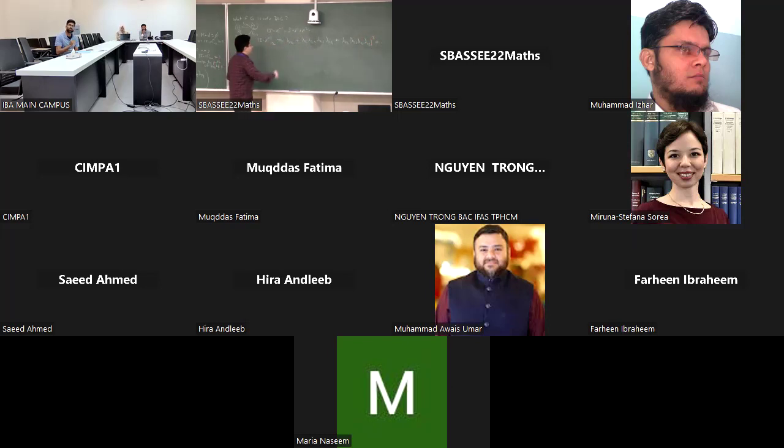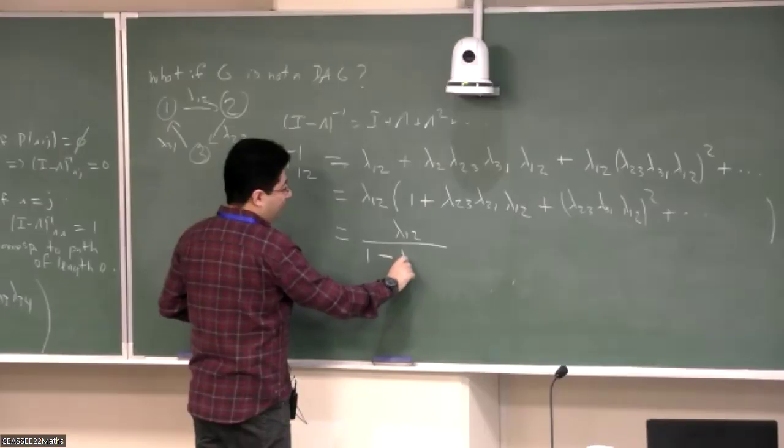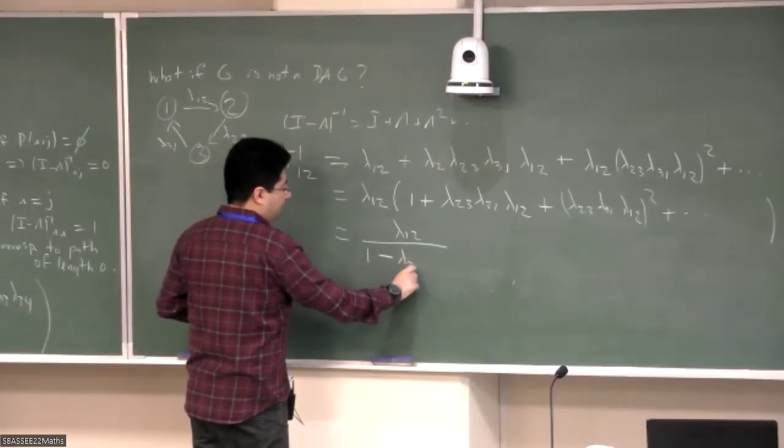And so I can actually factor out a lambda 1, 2, and I get this interesting series, right? I get lambda 2, 3, lambda 3, 1, lambda 1, 2, then lambda 2, 3, lambda 3, 1, lambda 1, 2 squared, then cubed, etc. And so it shouldn't be a surprise when it turns out this entry is actually this quantity.